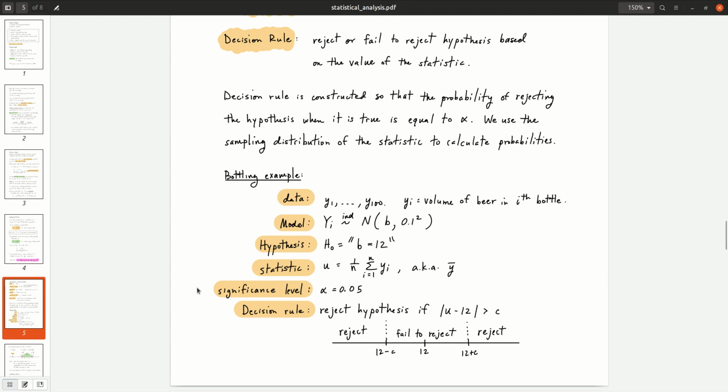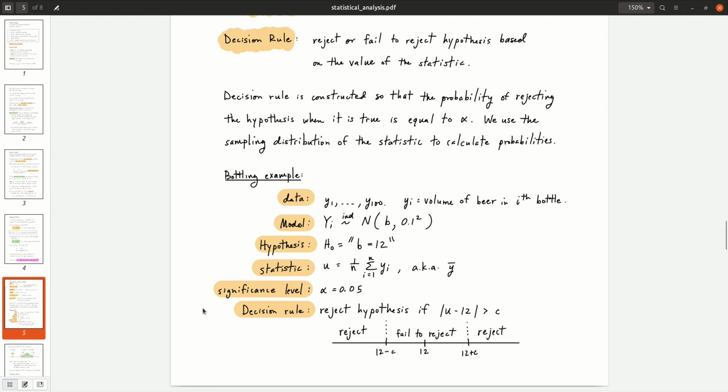Our significance level, remember we want to make this a small number so that we're guaranteeing that we don't make mistakes too often. I'm going to pick 0.05. By the way, this is kind of the default in a lot of sciences. There's lots of discussion about whether that should be the default, but we'll leave that.